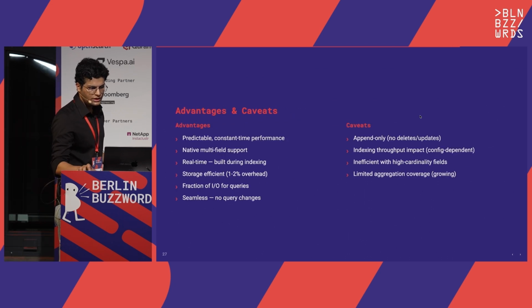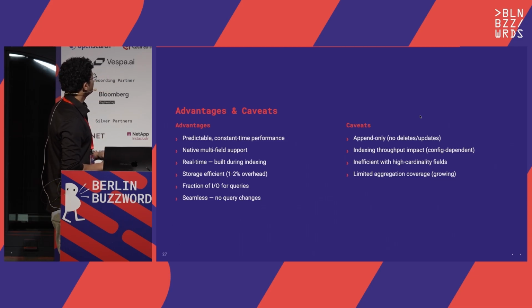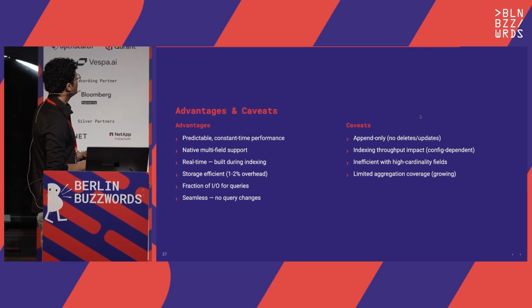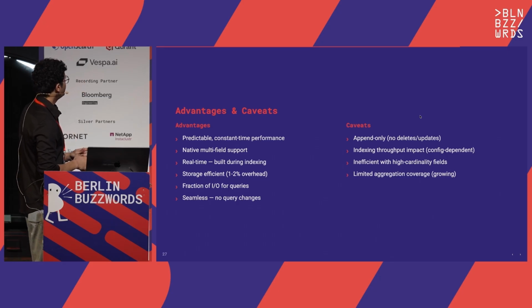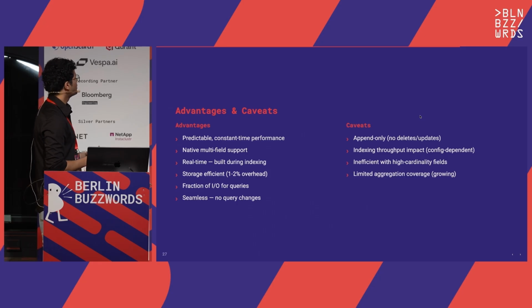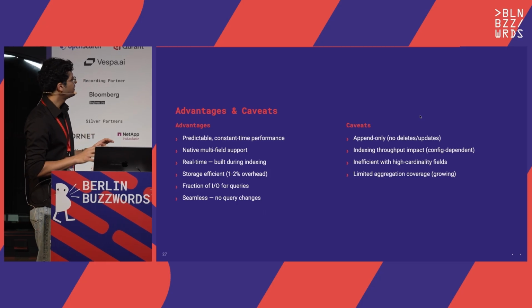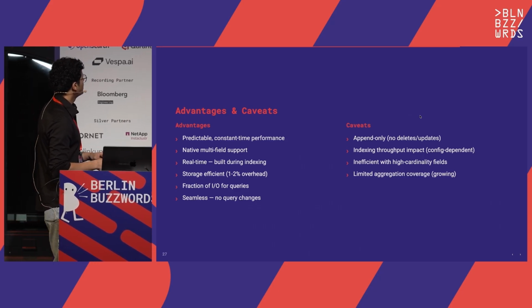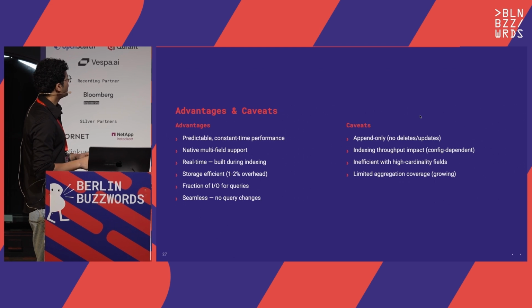Okay, so coming to the advantages and caveats. The advantages are something which we discussed. The performance is predictable. We have constant time performance irrespective of the documents which are matching. We have native multi-field support, because of the way star tree is designed, it works across multiple fields. It is real time. It is built during indexing.